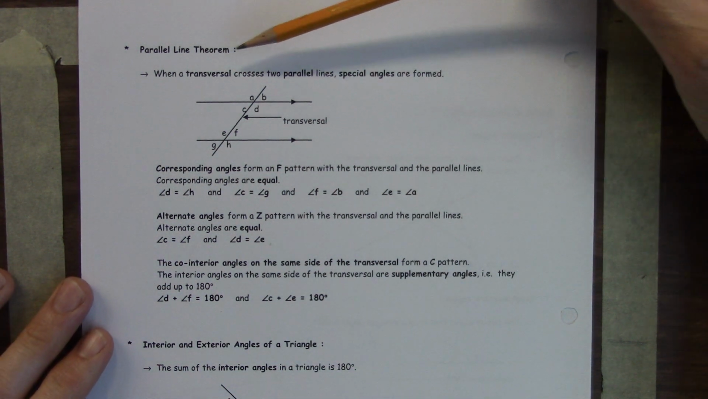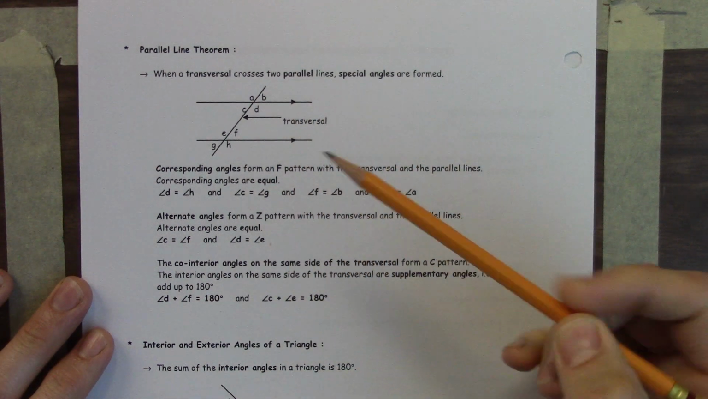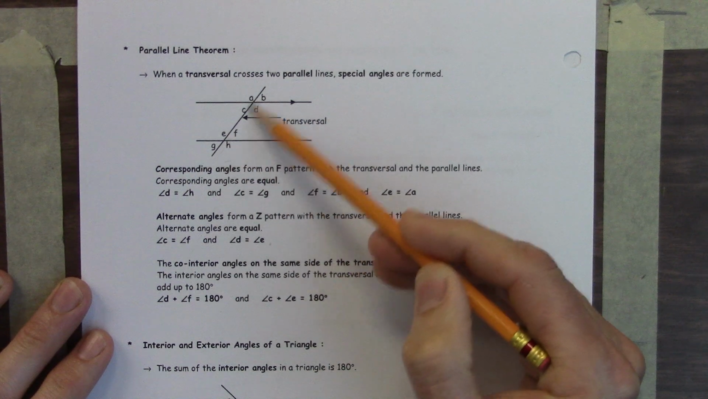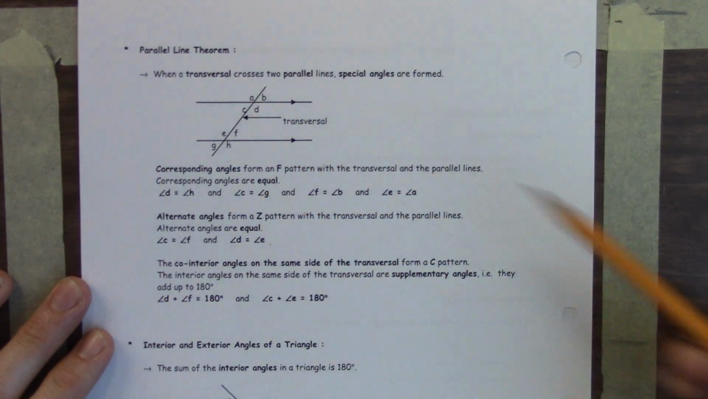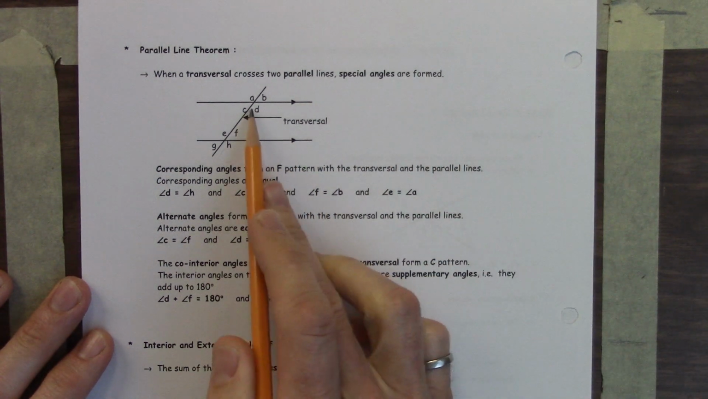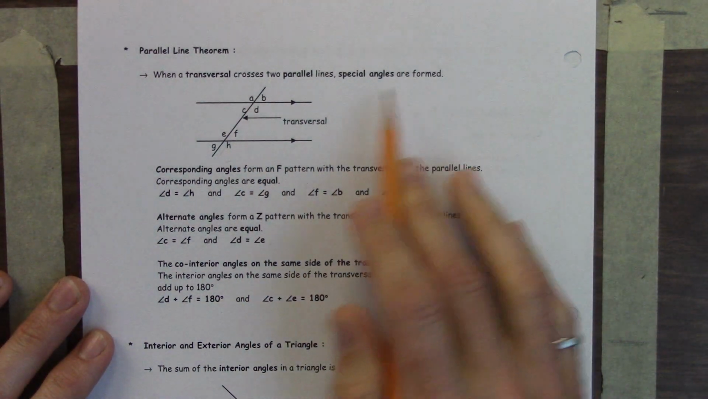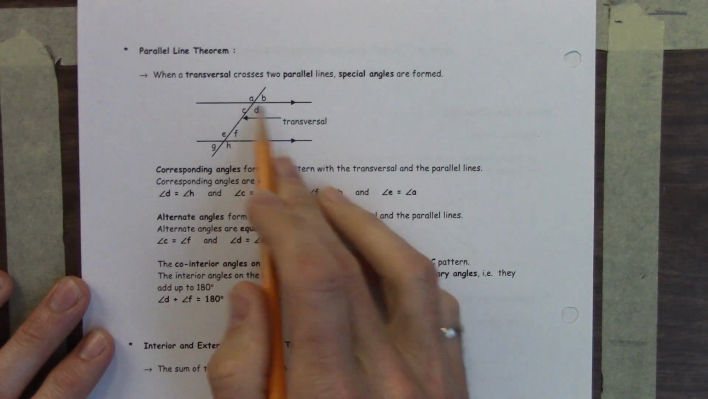So, parallel line theorem, when a transversal crosses two parallel lines. A transversal is just another fancy word for a line that crosses two parallels. It transverses or crosses two parallels. We get a bunch of angles. Here we can see there are 8 different angles that are formed. But then we have this relationship between these angles, okay? And we have different patterns that form, okay?